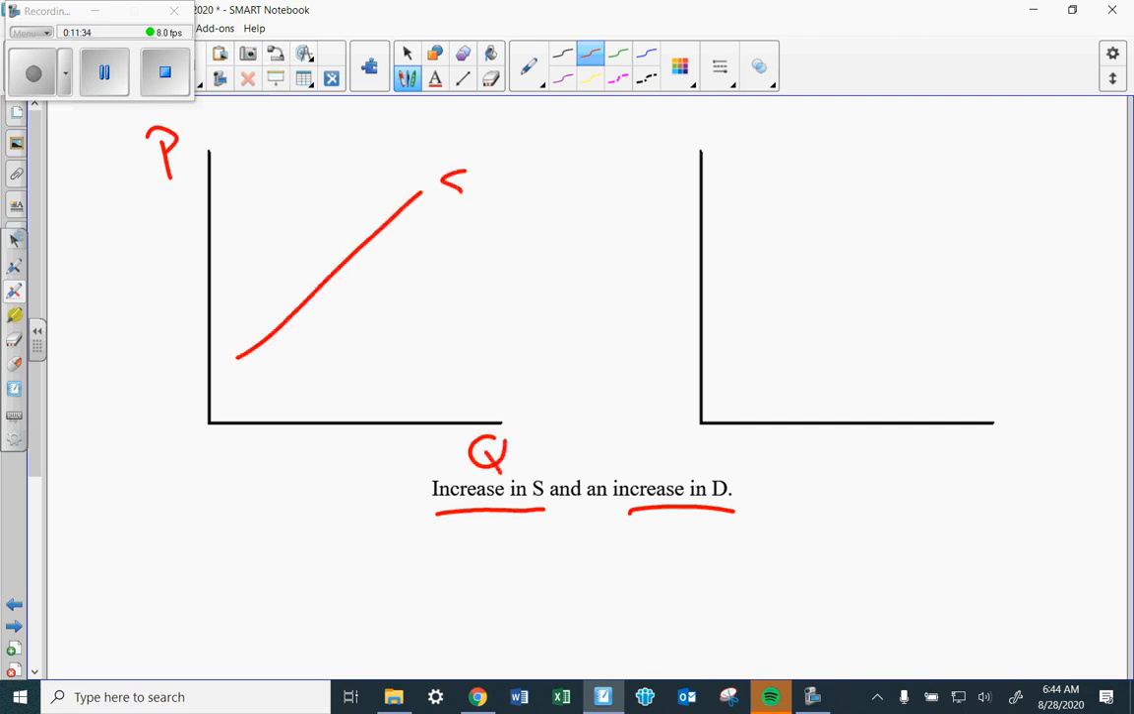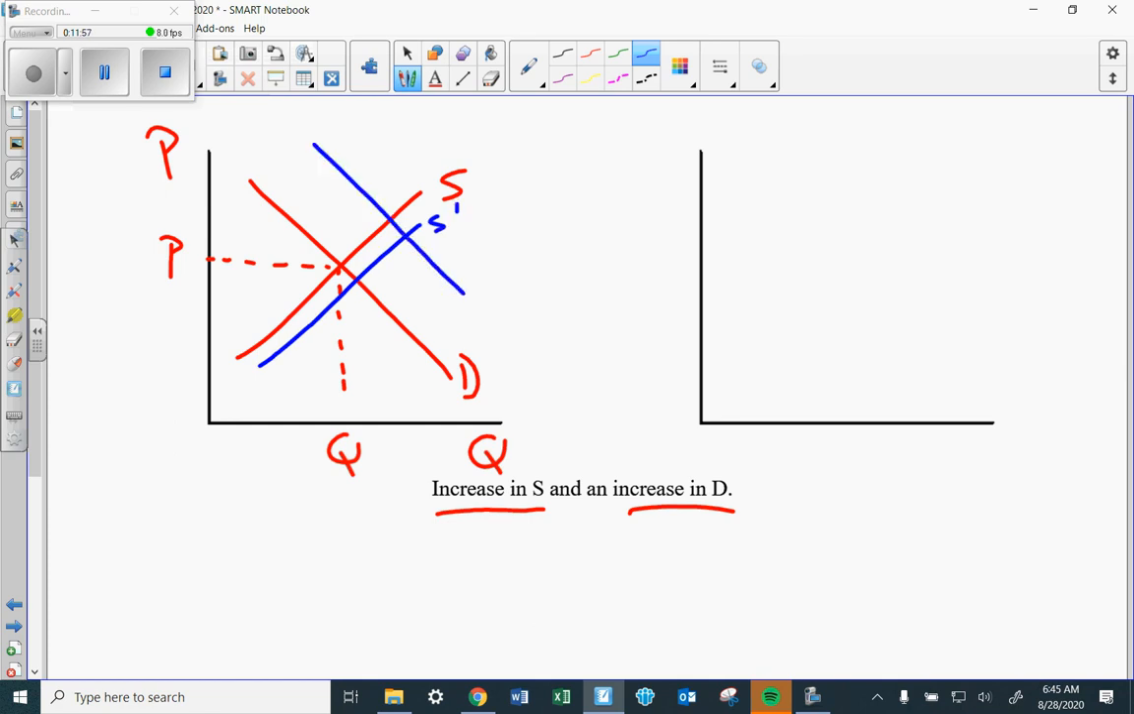All right. So what I'm going to do here is start at equilibrium. And I'm going to increase supply and increase demand. What I'm going to do is shift one of them a whole lot and the other one not very far. So I'm going to shift the supply just a little bit, and I'm going to shift the demand a whole lot.